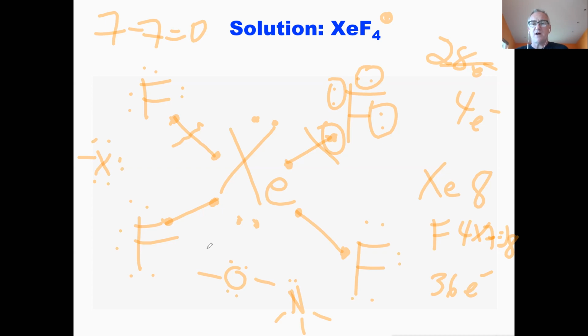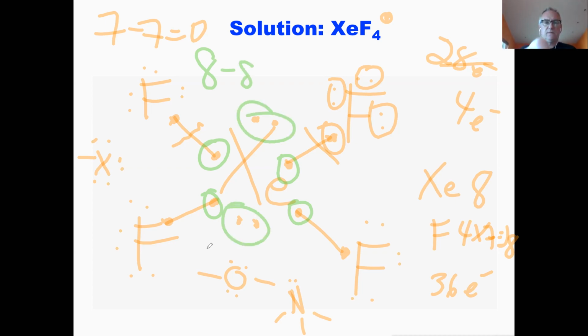Now, remember what group xenon was in and how many valence electrons it should have. 8. Should have 8. So how many does it actually have? I can see 4. How many does it actually have here? 8. Where do they come from? 4 bonds and 2 lone pairs for a total of 8. So it's not charged either. So this would be, man, it's an ugly structure we got here.